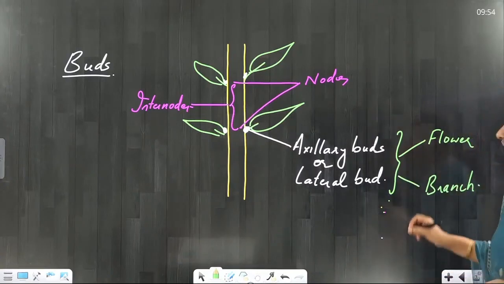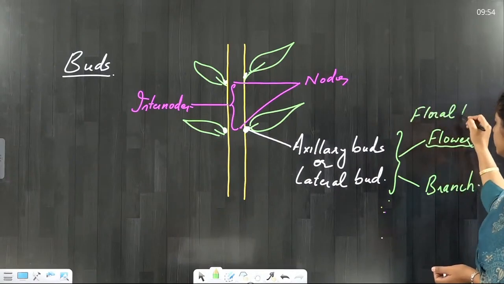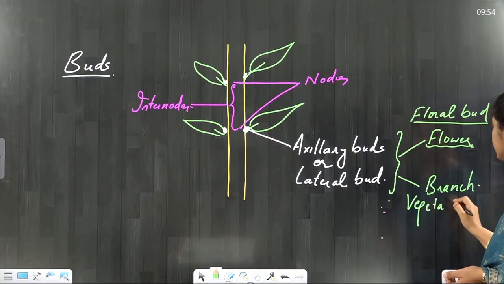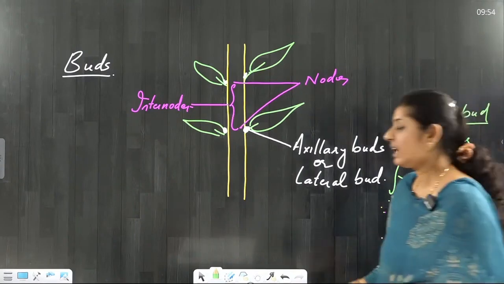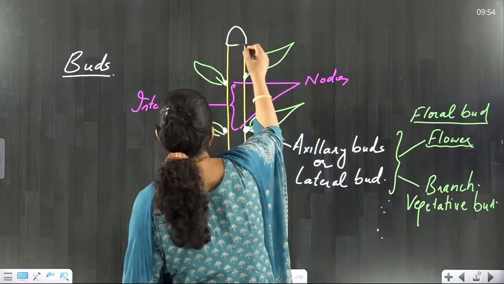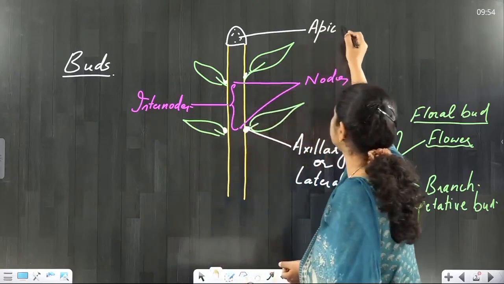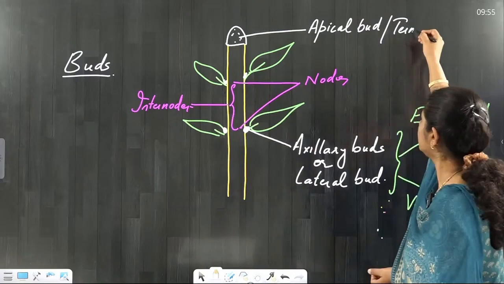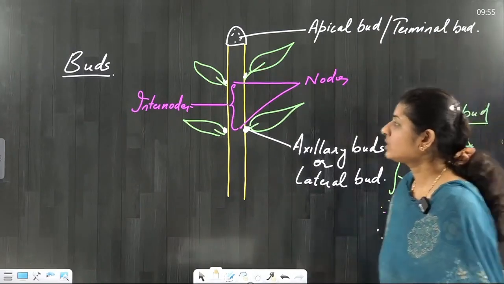right? If it is giving rise to a flower, you call it a floral bud. Otherwise, you call it a vegetative bud or the stem bud. Right? And which is present at the tip? That you call an apical bud, or you call it a terminal bud. Right, so this is the feature.